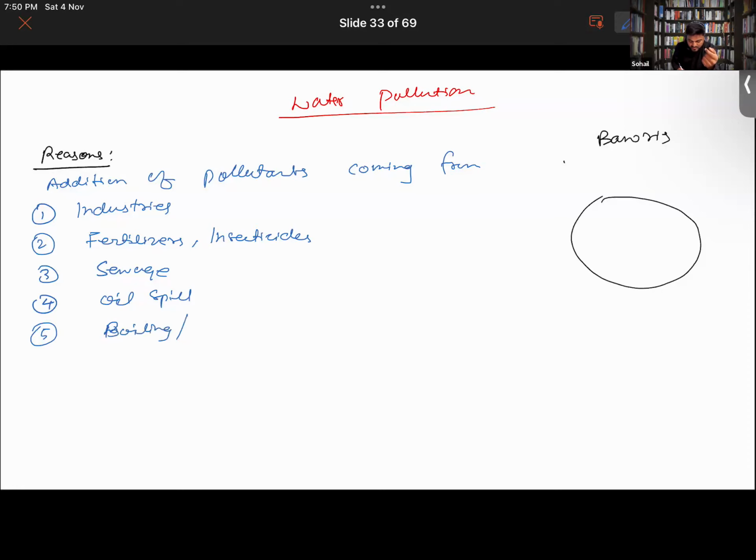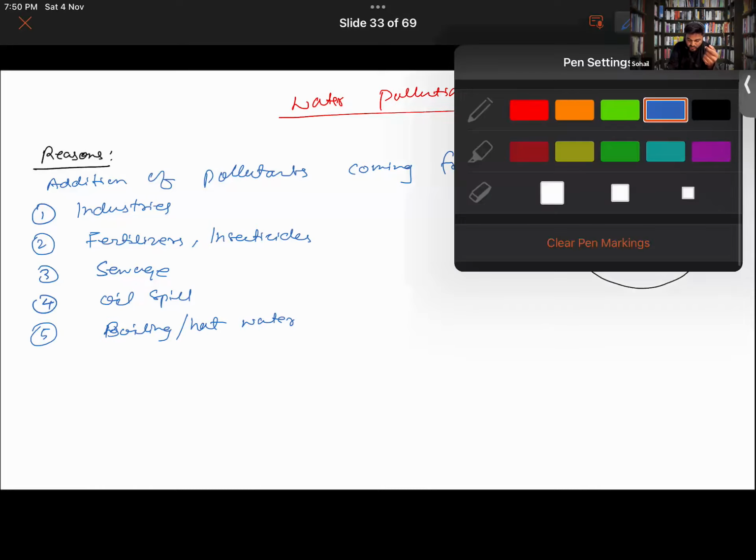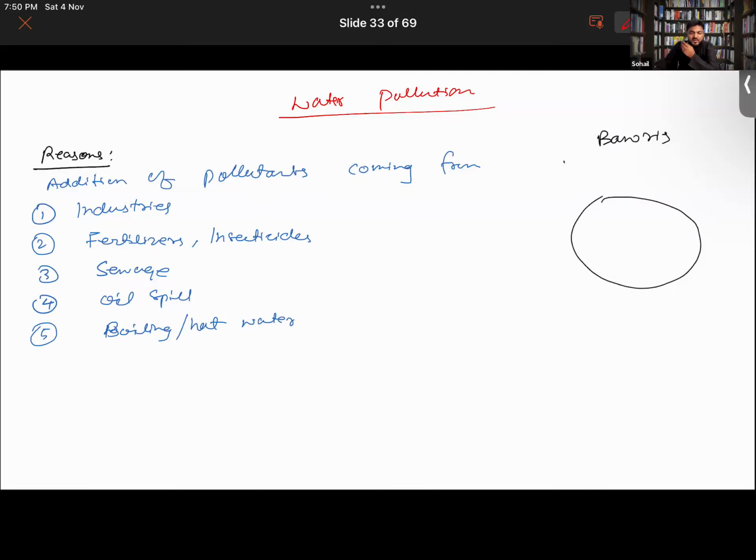Boiling or simply hot water, right? Oil spill. Usually, you might have heard of several cases of oil spill. Also, there are so many oil wells that have been abandoned. बहुत सारे oil wells को लोग abandon कर देते हैं because the company is in loss.